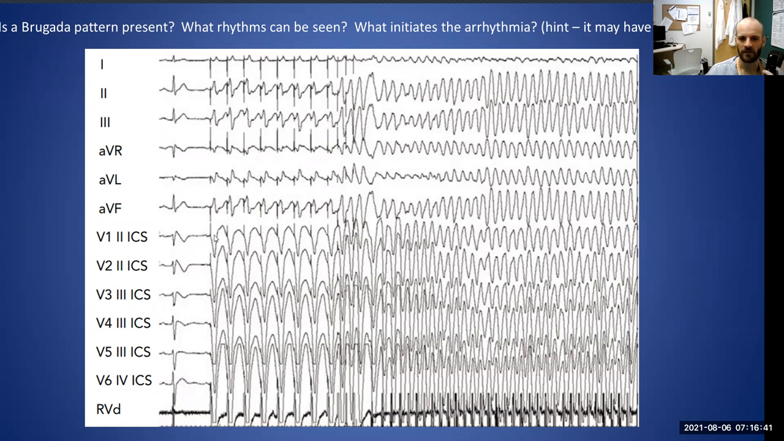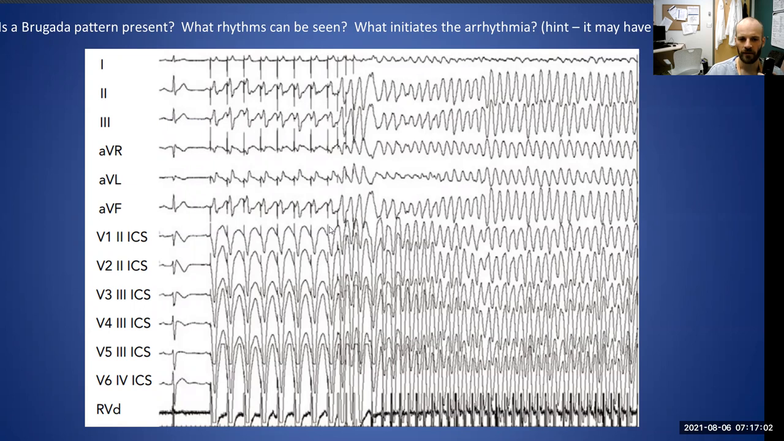Okay. So what do we think this is here? This is a paced rhythm here, isn't it? We've got a paced rhythm here that's pacing pretty quickly. And if you look really closely, it paces. And then this last one paces. These ones pace even faster. So it paces and then paces really, really quickly.